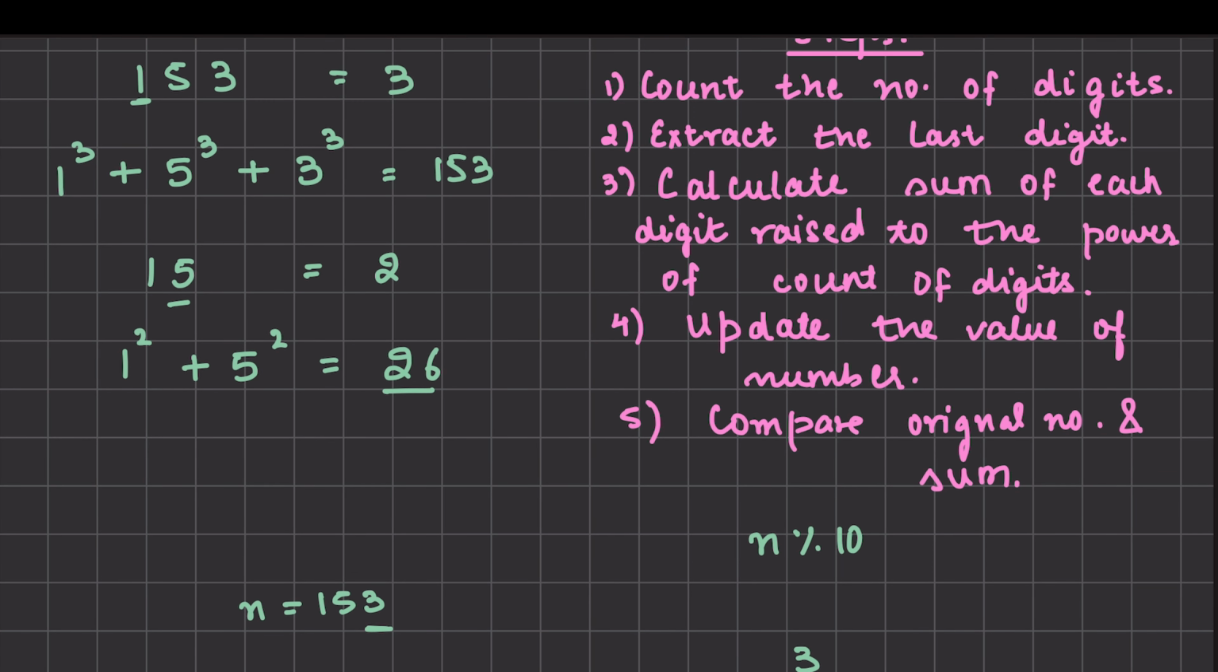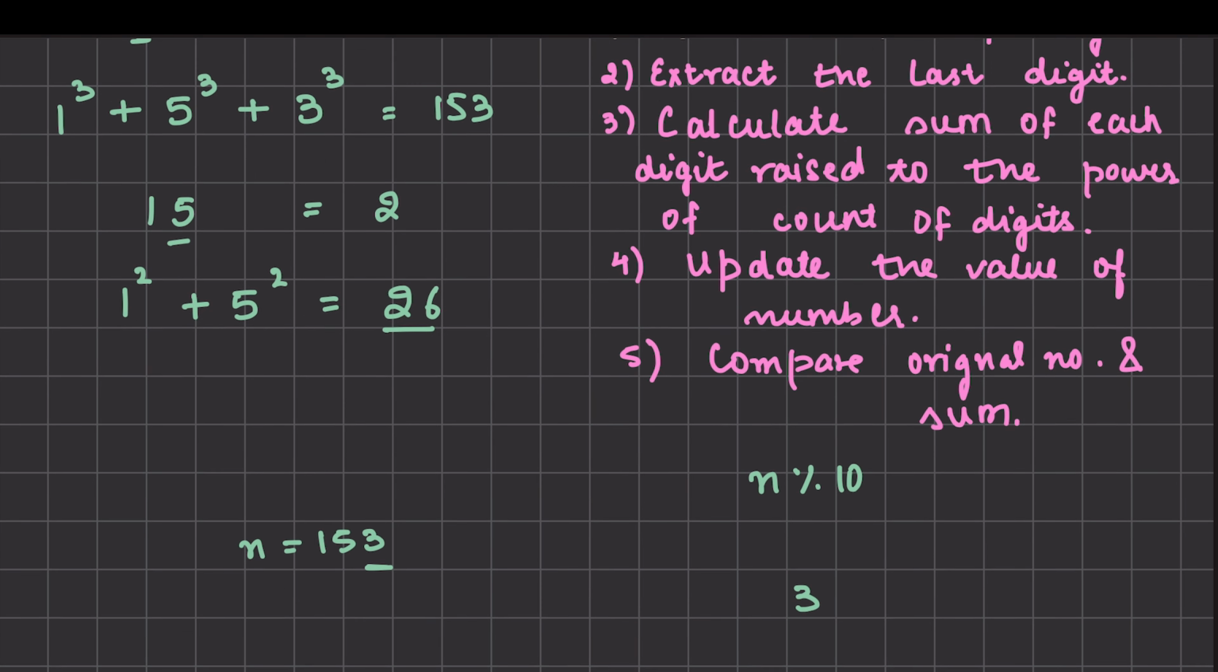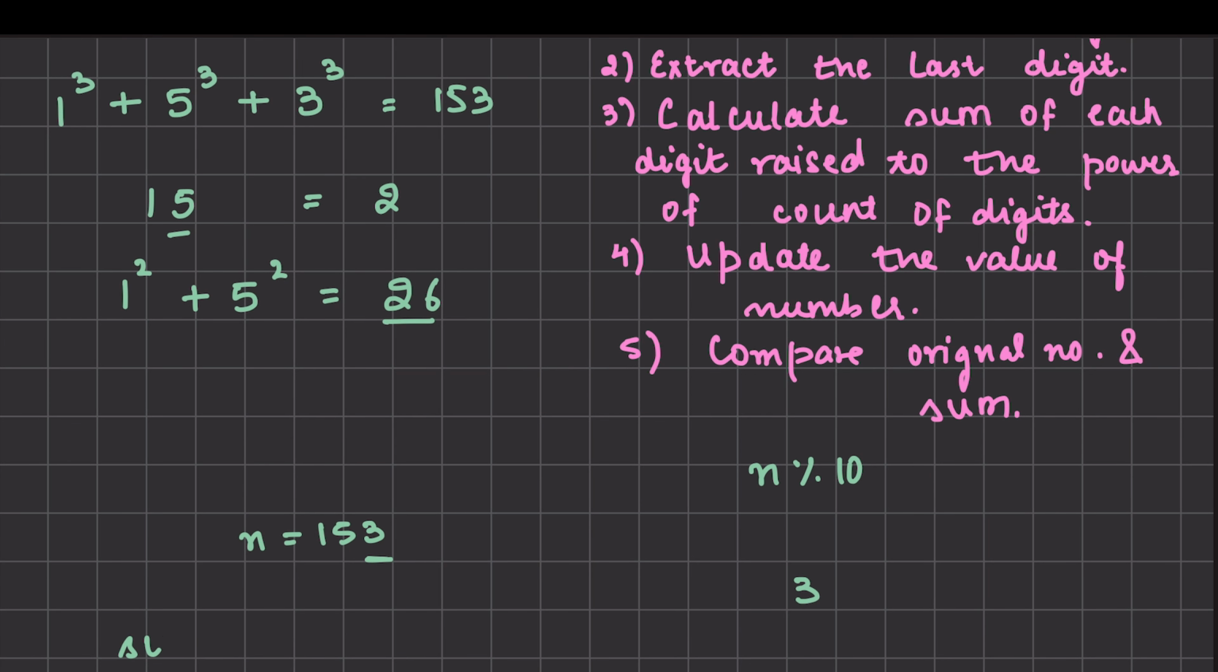The third step is that you have to calculate the sum of each digit raised to the power of the count of digits, which clearly means that if I have a sum variable which is initialized to 0, I have extracted the last digit, which was 3, raised it to the power 3, which is equal to 27. So I'll add this 27 to the sum variable. So in the first iteration, you will get the number as 27.